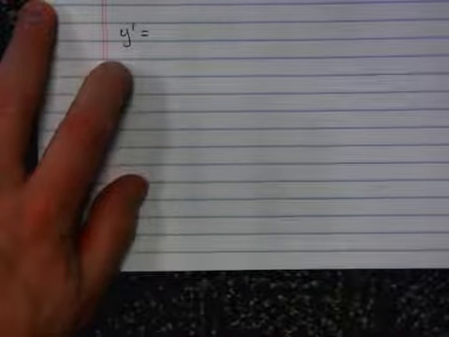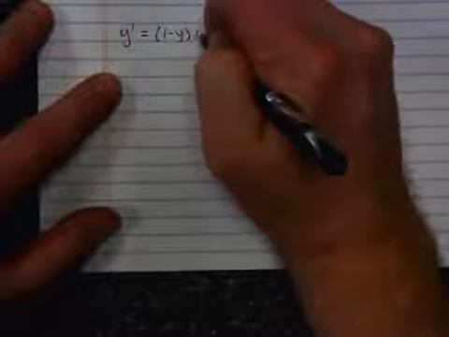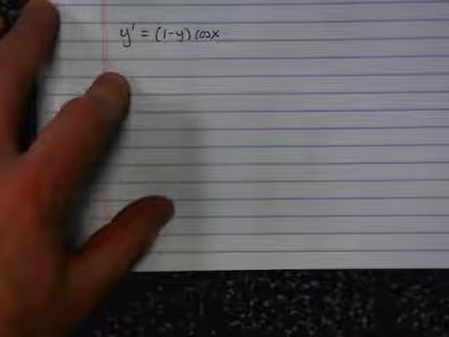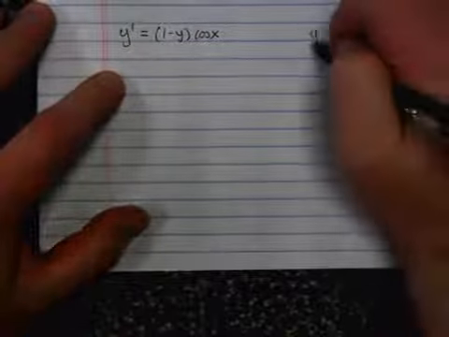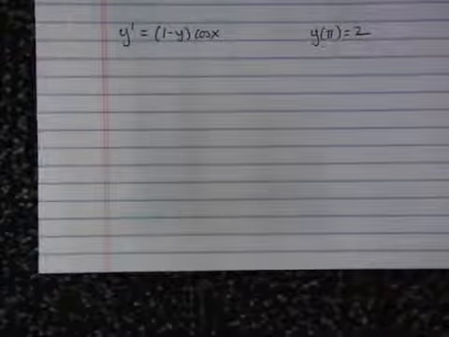All right, let's try another one. How about y prime equals 1 minus y cosine x. And our initial condition, y at pi equals 2.